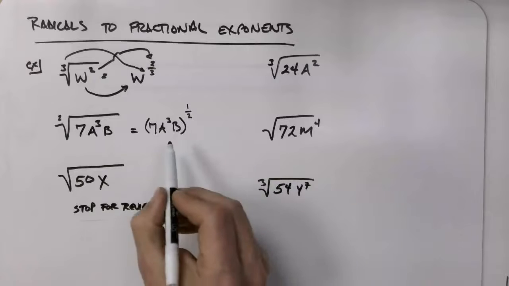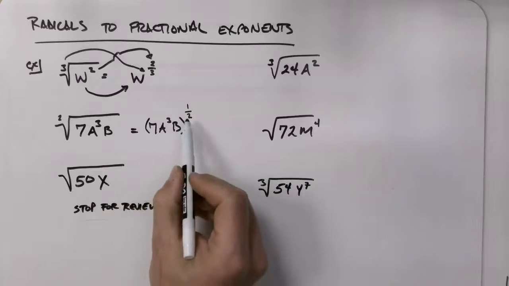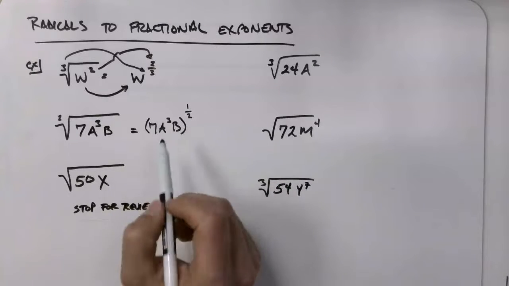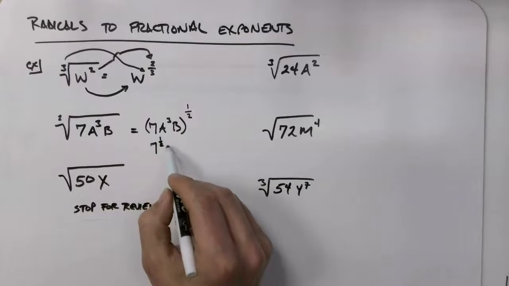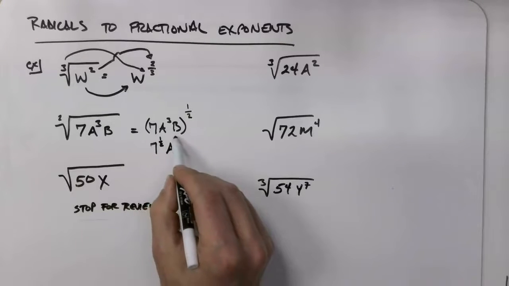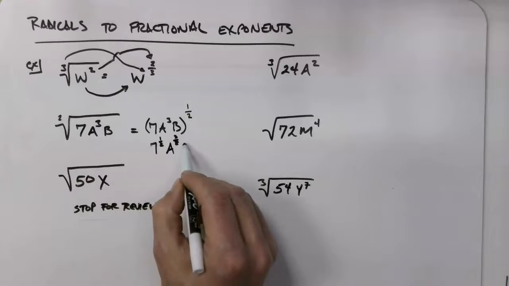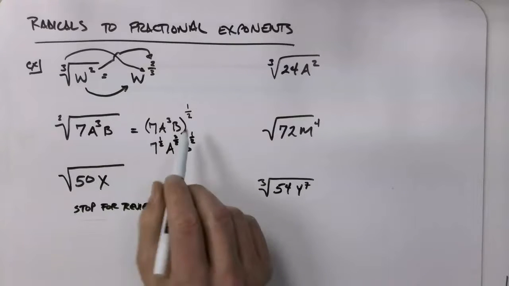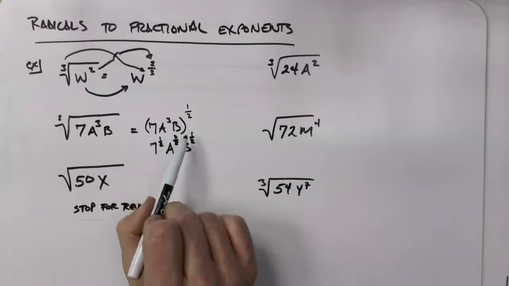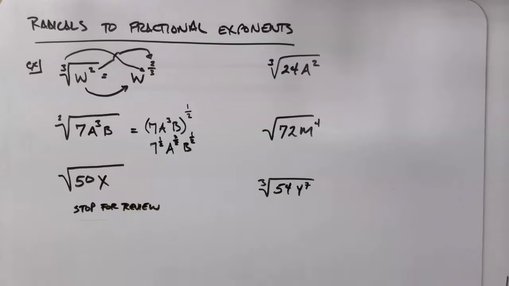Now, you can take this a second step. You could say, could I bring in the 1/2 onto each one of these? And you could. This is 7 to the 1/2, this would be a to the 3/2, and this would be b to the 1/2. That would be acceptable. So oftentimes the instructions need to be really clear about how far you want to go. All right, now let's look at 50x. We need to write this.